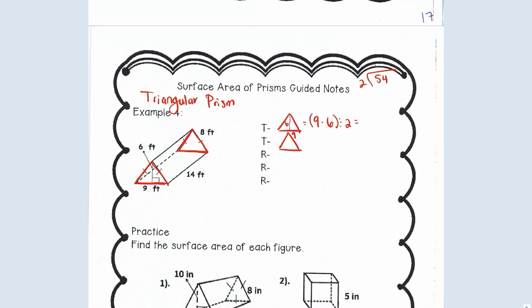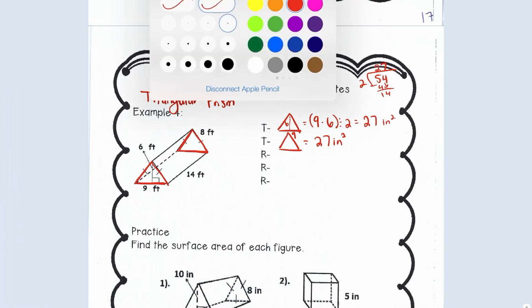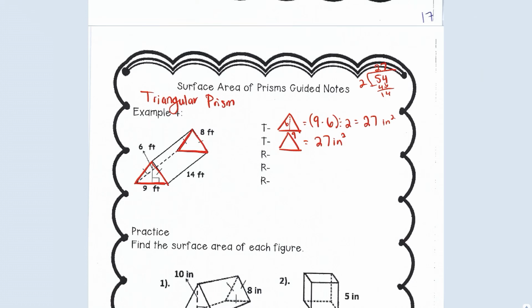2 goes into 5 2 times. Then we subtract, bring down the 4. 2 goes into 14 7 times. So we are at 27 square inches. And this triangle is congruent, so therefore the area is the same. All right, and now we have 3 rectangles.